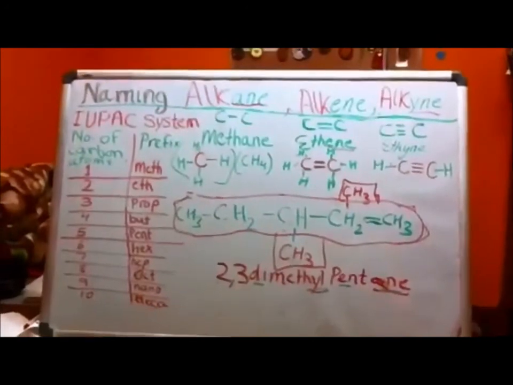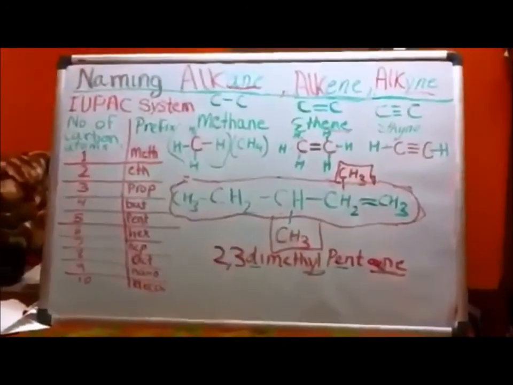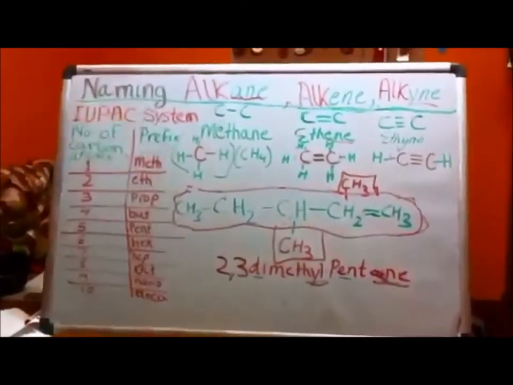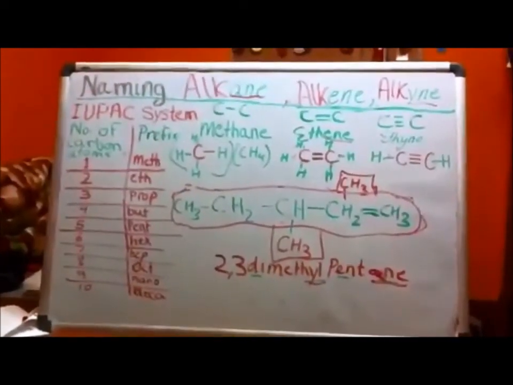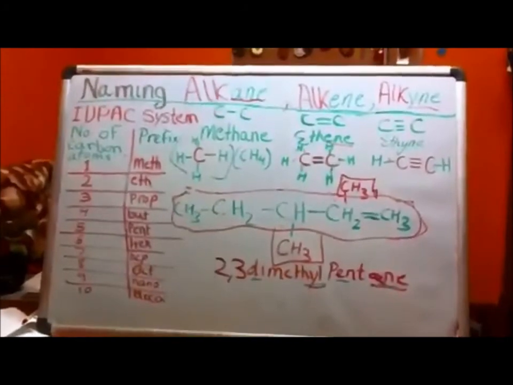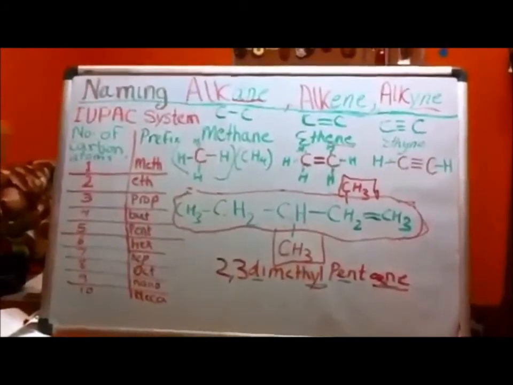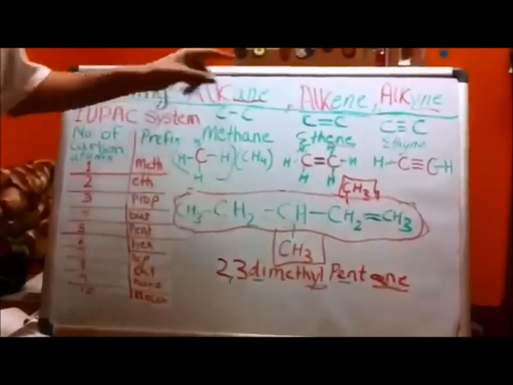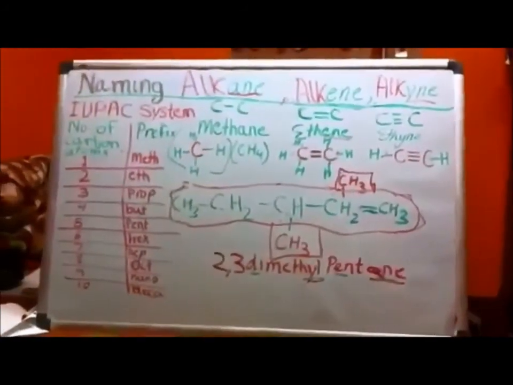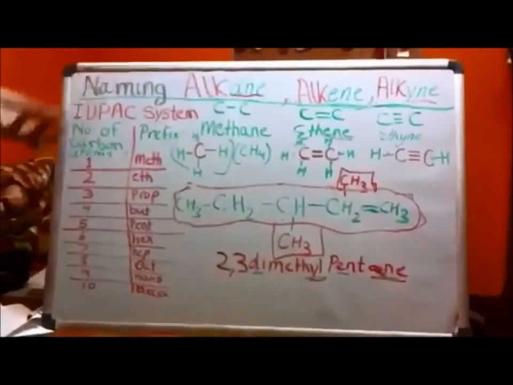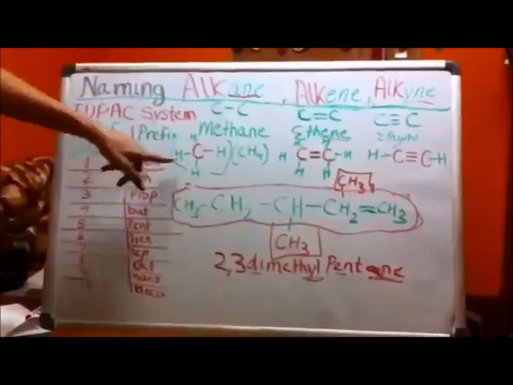Today we'll be looking at the three types of naming: alkane, alkene, and alkyne compounds. We'll be using the IUPAC system. And first of all, we have to know what type of compound we're dealing with. We can determine this through its bond. If it has a single bond, it's going to be alkane, double bond, alkene, and triple bond, it's going to be alkyne. And based on the bond, you know how to name it.